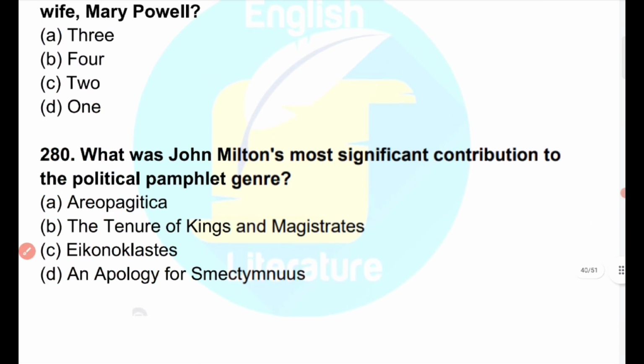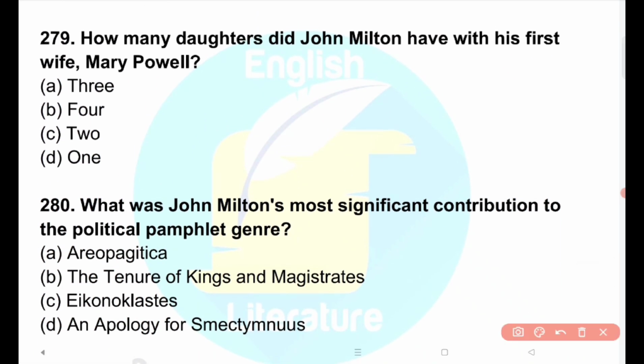How many daughters did John Milton have with his first wife Mary Powell? Option A, 3. Milton and Mary Powell had three daughters: Anne, Mary, and Deborah.